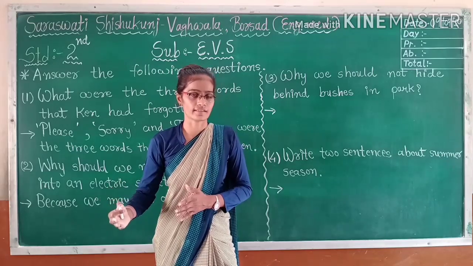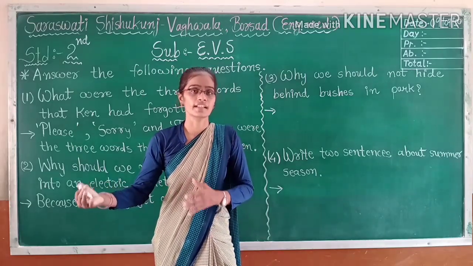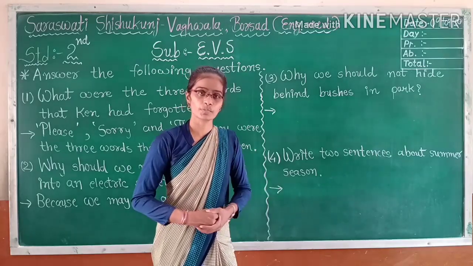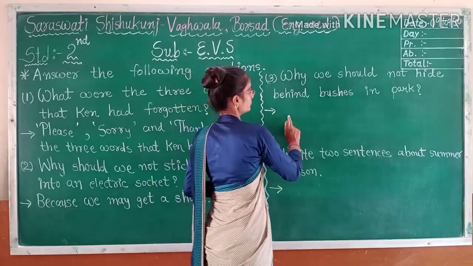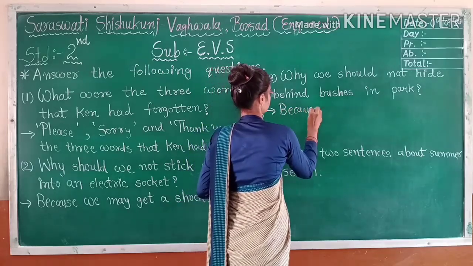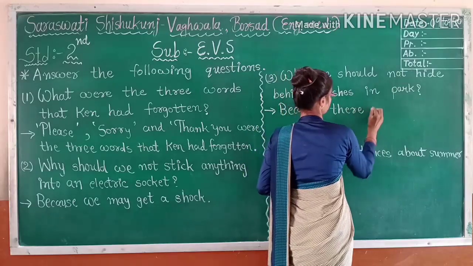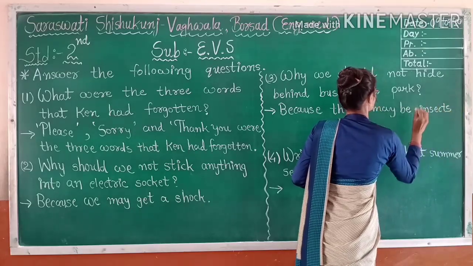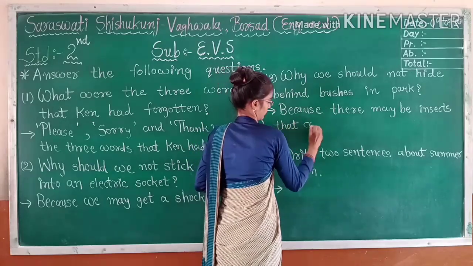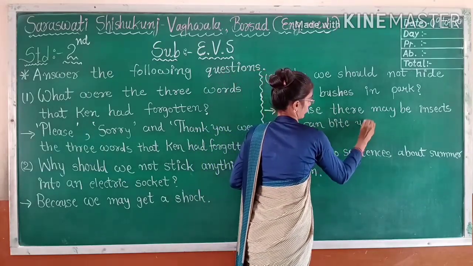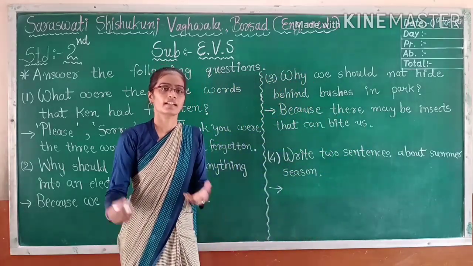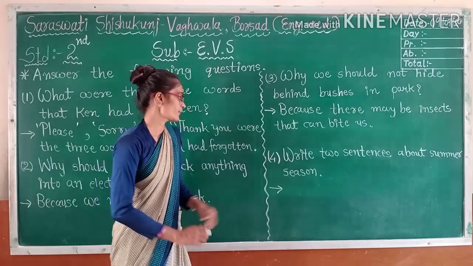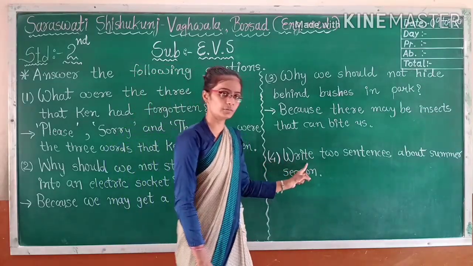There may be insects behind the bushes and they can bite us. That is why we should not hide ourselves behind bushes in the park. So the answer will be: because there may be insects that can bite us. Because there may be insects and they can bite us, so we should not hide behind bushes in the park. Understood?